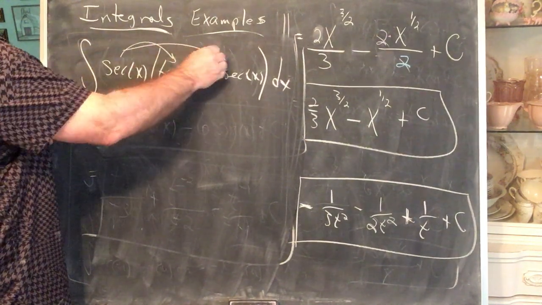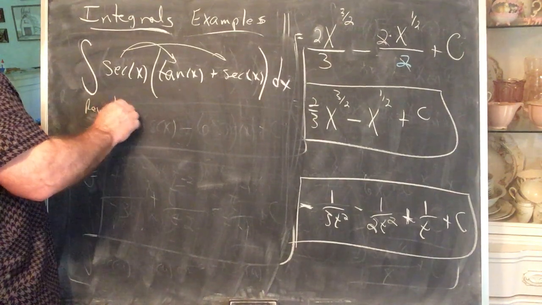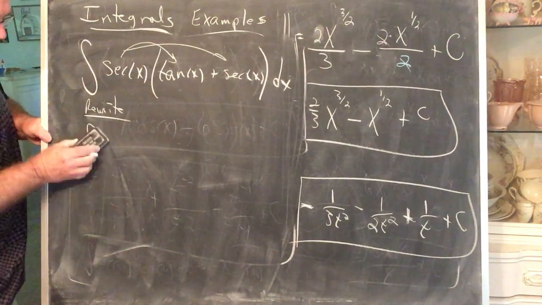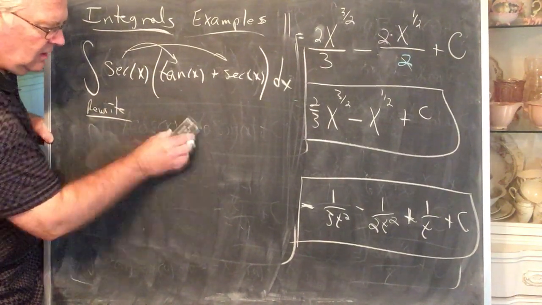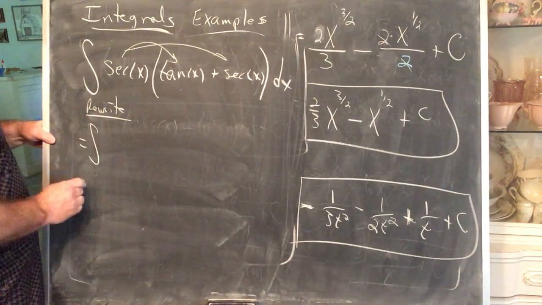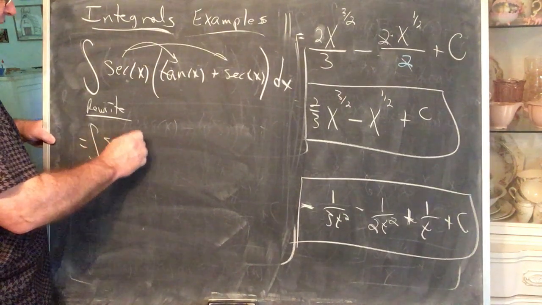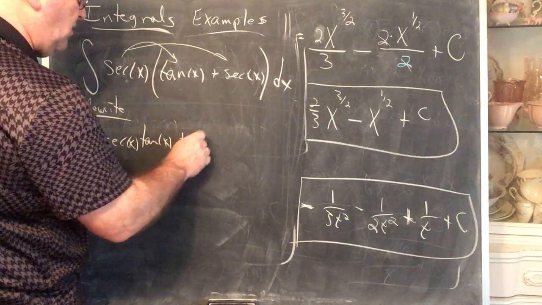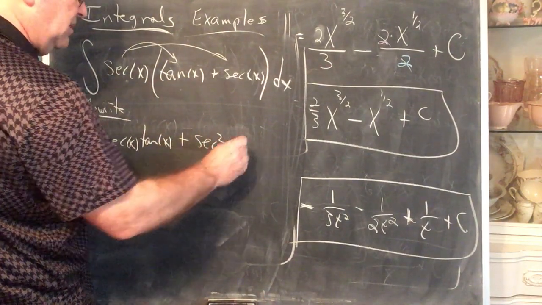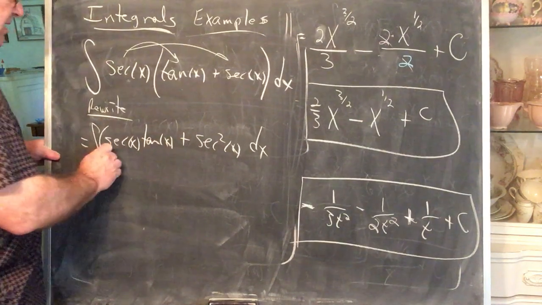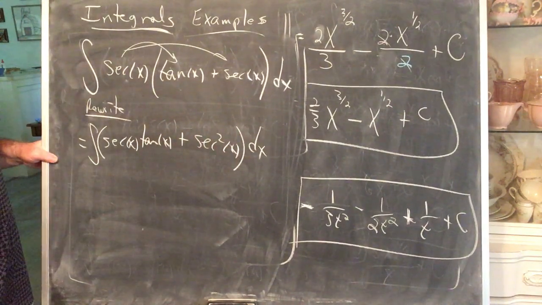First, rewrite. Distribute in secant. Secant tangent, that sounds familiar. Plus distribute secant squared, that sounds familiar. What I have written here is wrong, because this is two terms. It needs to have parentheses around. All right?